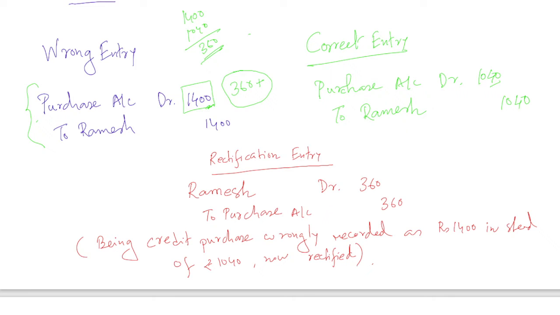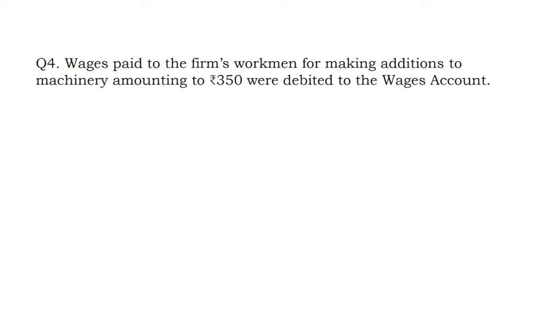Now moving to the next question, question number 4. Wages paid to firm's workmen for making additions to machinery amounting to rupees 350 are debited to wages account. What does it mean? We have gone over the same thing in the previous classes also. It means workers worked to make additions in the machinery.